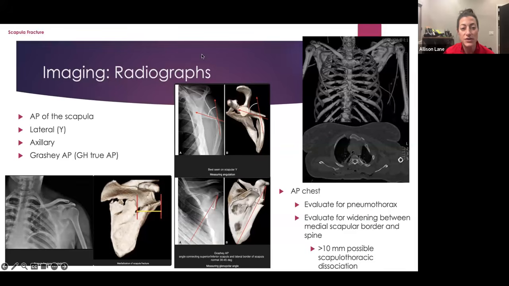So if you look, here's a normal scapula here in the back, and look at where this one is. It's crazy. So here you can see there. So this is actually scapulothoracic dissociation. Also not very common, but interesting.